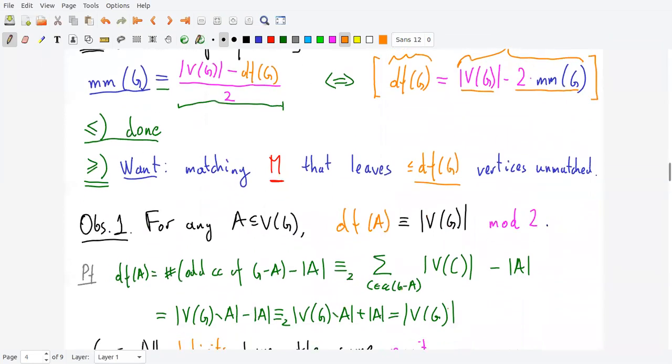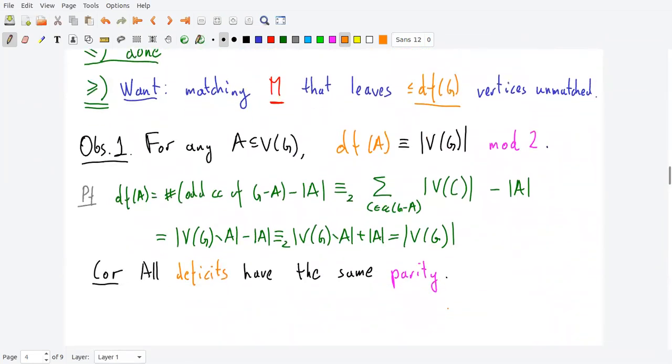So let's go on, and before we actually do the proof itself, we will make several observations that will be useful for the proof. Good. The first observation is kind of funny and seems a little bit odd at first. I claim that actually all the deficits of all the sets of vertices have the same parity. More precisely, for every subset A of vertices, the deficit of A has the same parity as the vertex count of the graph, right?